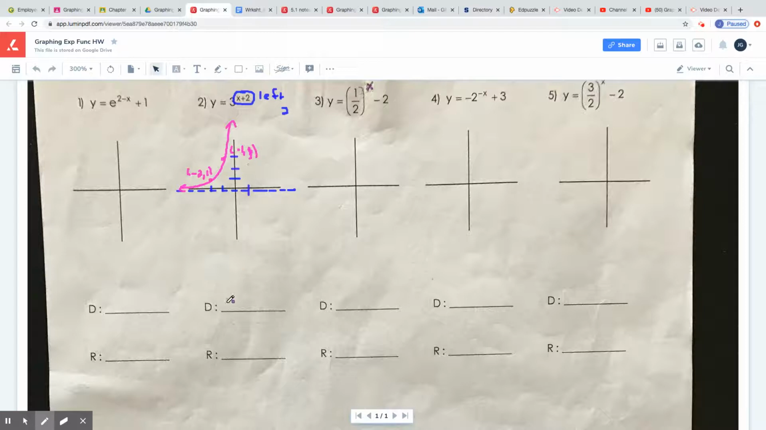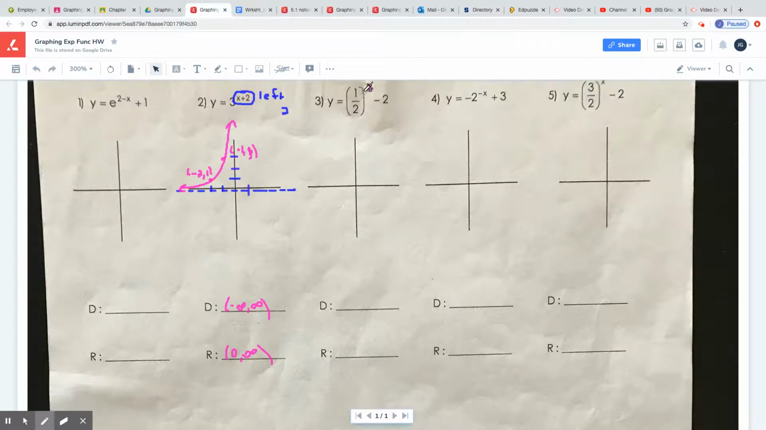Hard to tell. Domain, as always, is going to be negative infinity to infinity. The range is going to go from 0 to infinity. 0 because it's the horizontal asymptote and everything is above that. So it's 0 to infinity.